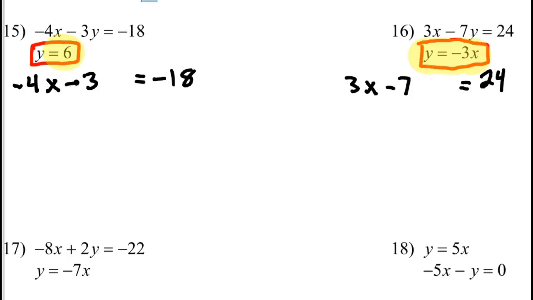And the reason this is called substitution method is we substitute y, right? y equals 6, so I'm going to substitute a 6 in for y. Same thing here, if y equals -3x, I'm going to put a -3x into here.